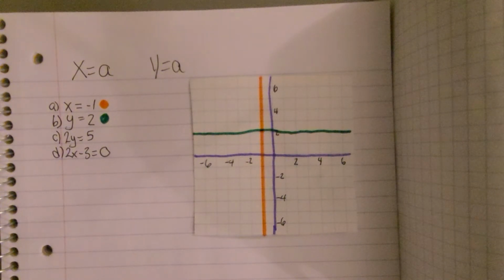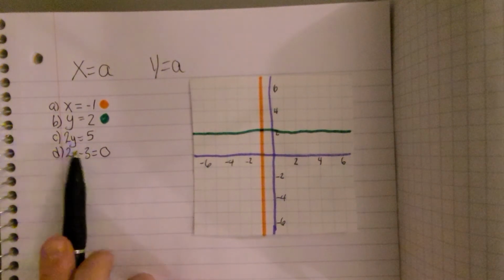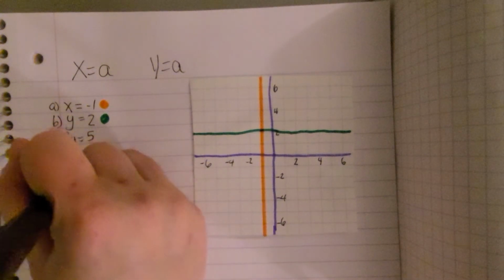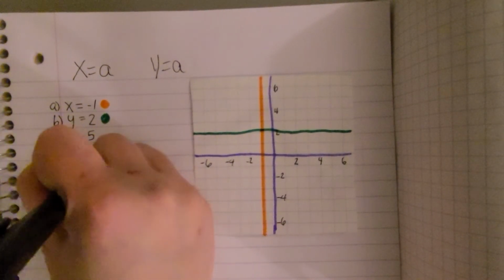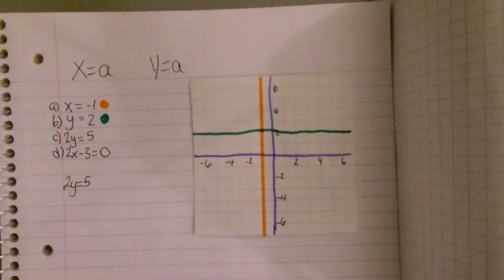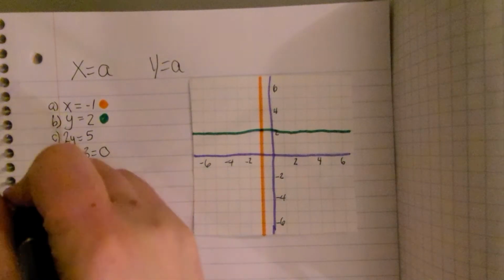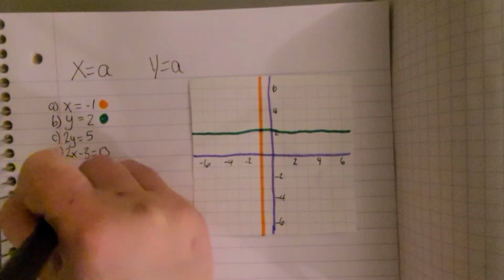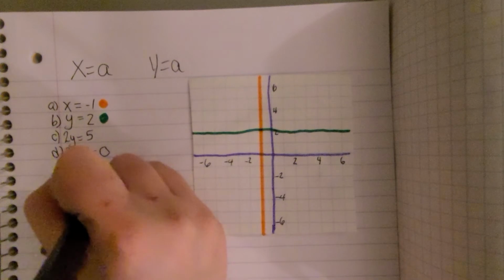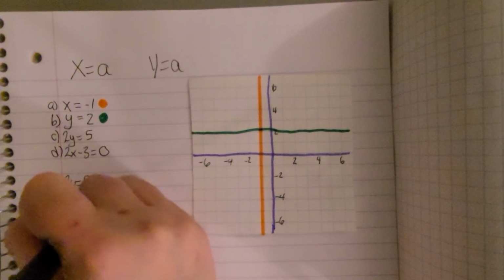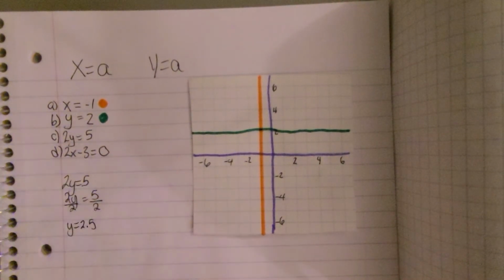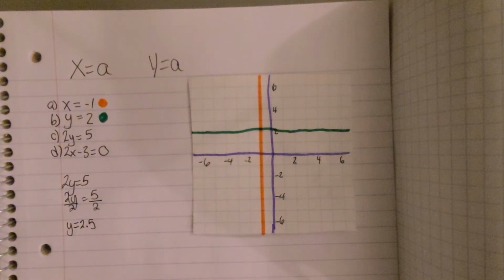However, you are going to encounter things that look a little bit more like what I have here for C and D. For C, you're going to have 2y is equal to 5. However, as it stands, I can't actually graph that because I have 2y. I have 2 times whatever the value of y is going to be. In order to solve that problem, I'm going to divide both sides by 2, which I'm going to find that y is equal to 2.5. I can graph that. That is not an issue.